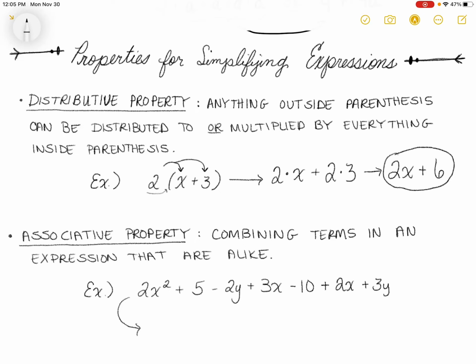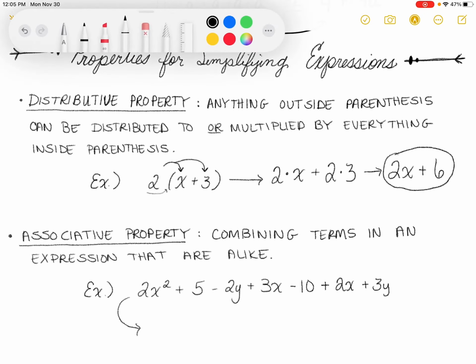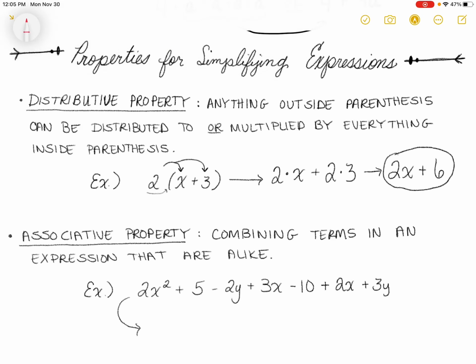The next property that we can use is the associative property. The associative property pretty much just means that I can combine terms that are alike. So let's look at this expression. Something that I like to do to categorize my like terms is to use symbols or shapes that keep them in the same category. Now, in order to combine like terms, they have to be identical. When I say identical, I mean they either have to be constants or they have to have the same variable.